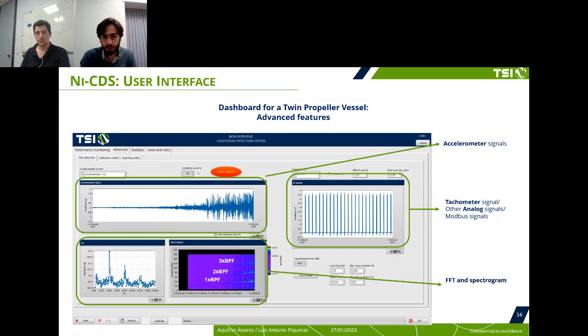domain evolution of the frequency intensities, and when the cavitation starts appearing, different harmonics also start appearing in the graph. So this is complementary information that also helps the crew to see in more detail, or with more accuracy, when the different types of cavitation start appearing. Next, please.